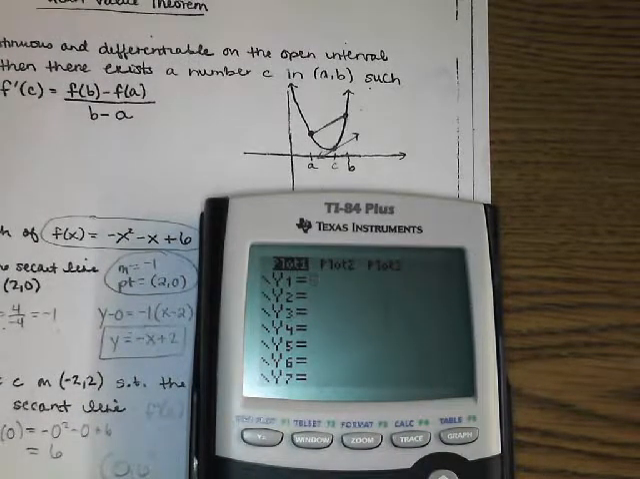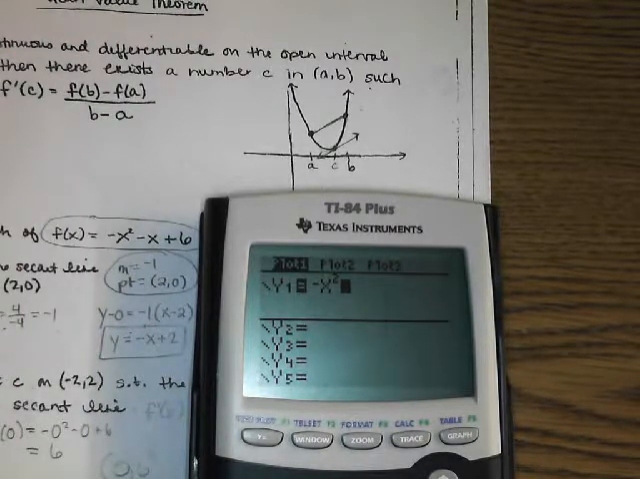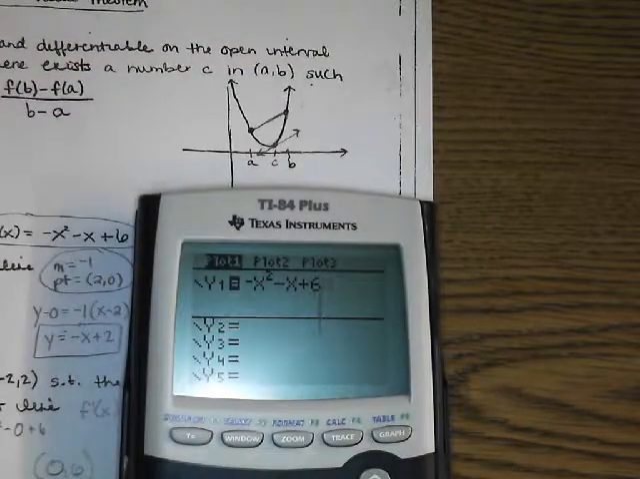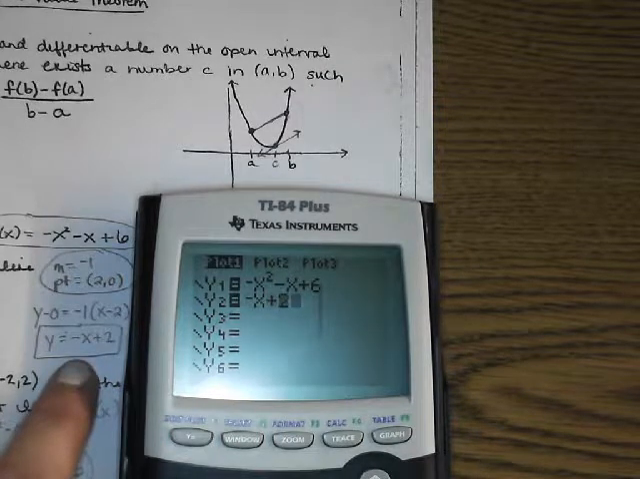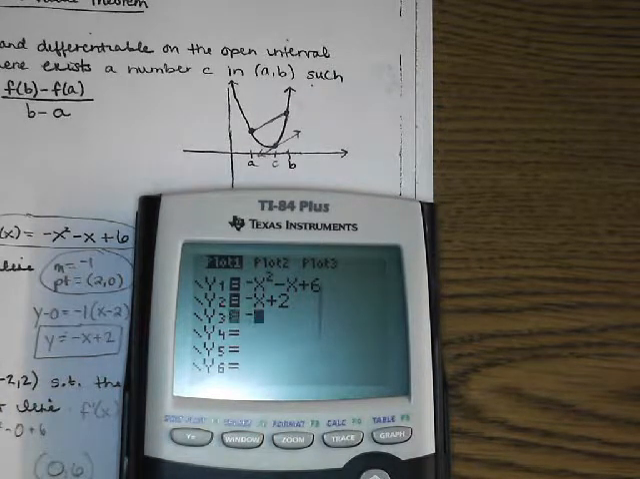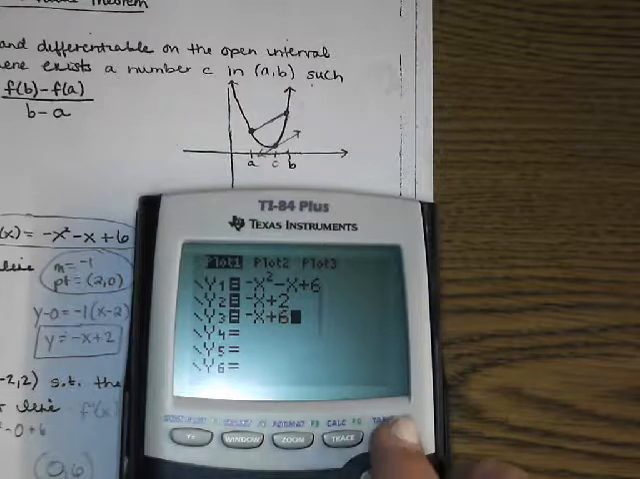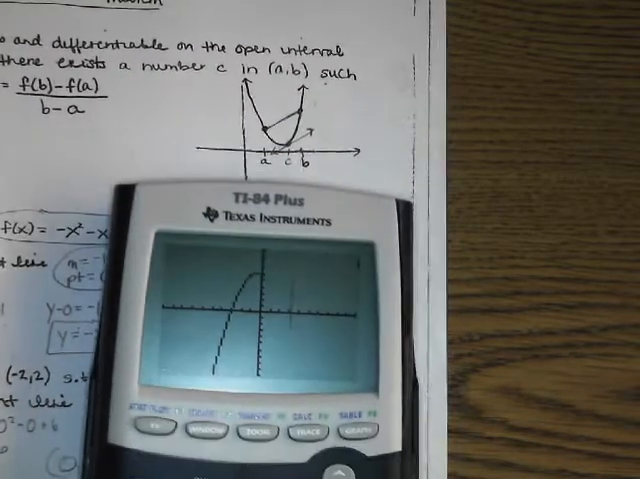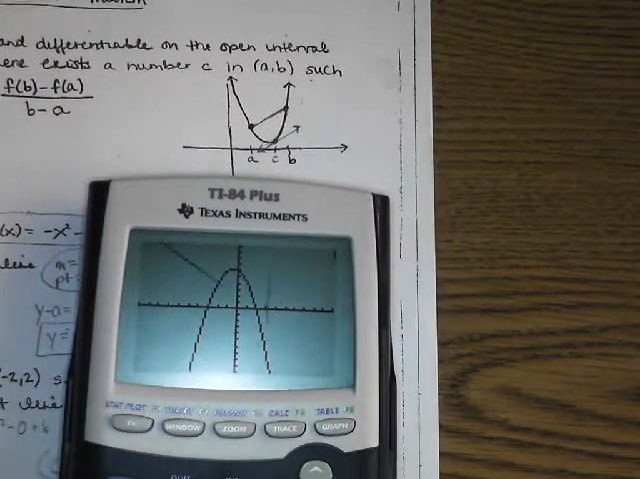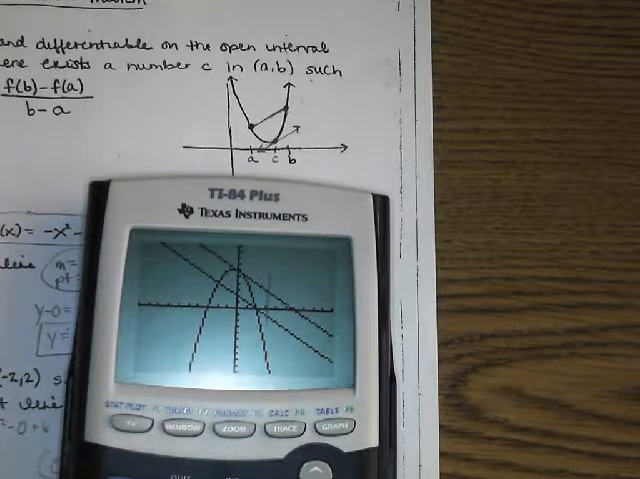Negative x squared minus x plus 6 is our function. And I'm going to actually graph the secant line that we came up with, negative x plus 2, and I'm going to graph the negative x plus 6. The standard window should be fine here. And actually, I'm going to cut this down because we were on the open interval from negative 2 to 2.